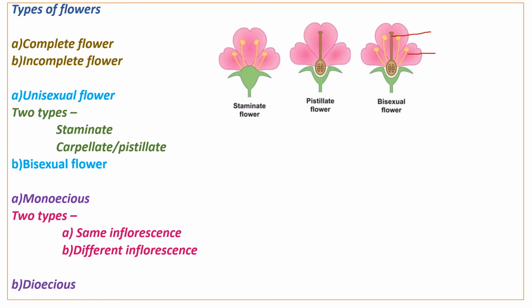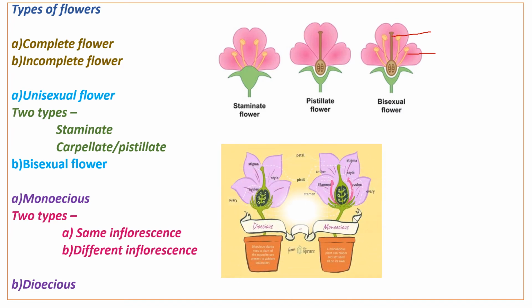And the second type is dioecious. Dioecious is a condition where the androecium and gynoecium are present in different plants. In this picture, you can see this is the dioecious condition. This plant has only gynoecium. This is the monoecious condition. It has both. This is gynoecium and this is androecium.